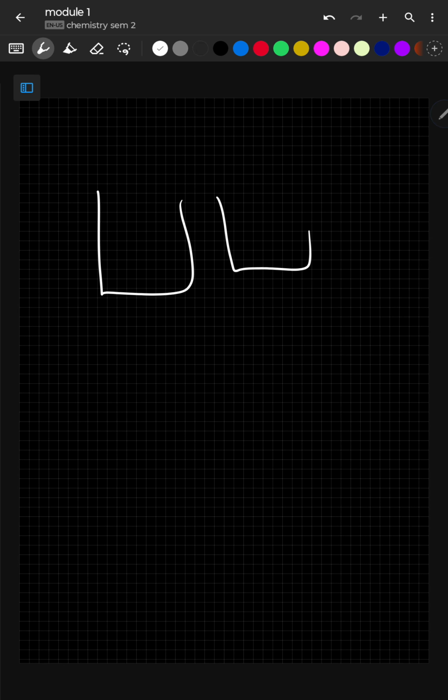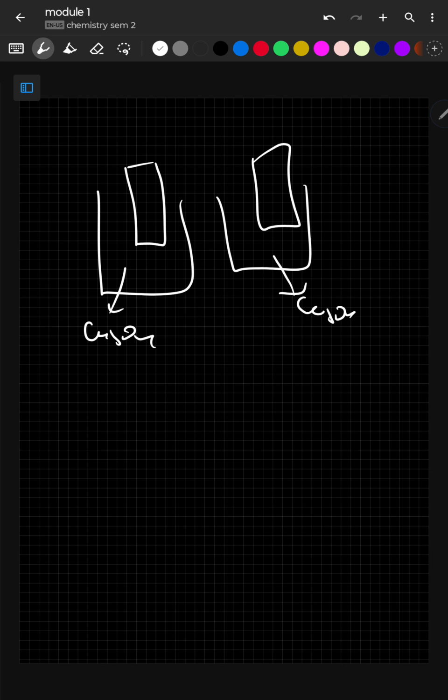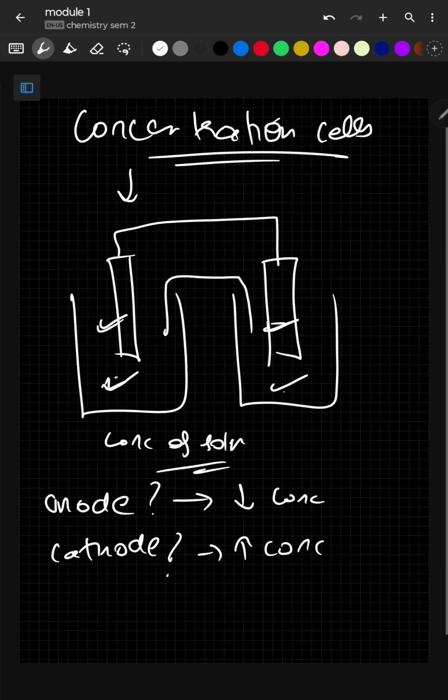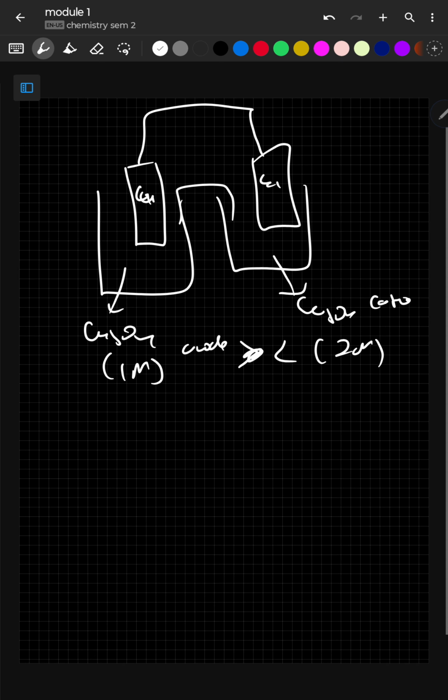Let me show you an example quickly. Suppose this is CuSO4 solution. This also will be CuSO4 solution. This will be copper electrode, salt bridge, external circuit. Both will be copper, so there is no SRP difference as such because both of them are copper. This is anode. It's going to be 1 molar. This is cathode. This is going to be 2 molar. Anode will have lesser concentration than cathode.